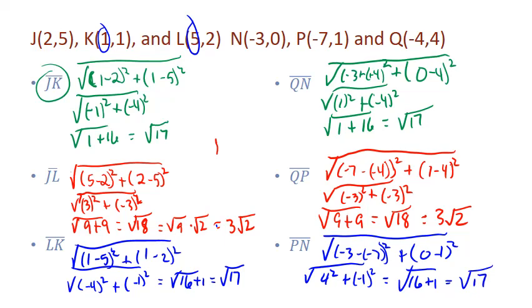So we can finish this off then by saying, going back to what my triangle was, JKL, QPN, no, QNP. So then I could say that triangle JKL is equal to triangle QNP. Side, side, side, corresponding parts of congruent triangles are congruent.